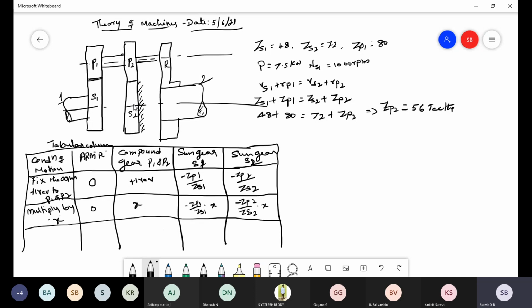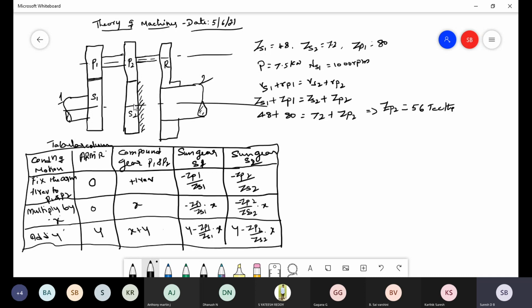What is the condition? Add Y to the previous values of all gears and arms. For the arm, previous value is 0, add Y: 0 plus Y, Y. Then compound gear, previous value is X, X plus Y. Then sun gear S1, previous value is minus ZP1 divided by ZS1 into X; add Y, so Y minus ZP1 divided by ZS1 into X. Then sun gear S2, previous value is minus ZP2 divided by ZS2 into X; add Y, so Y minus ZP2 divided by ZS2 into X. Okay, this is the tabular column.